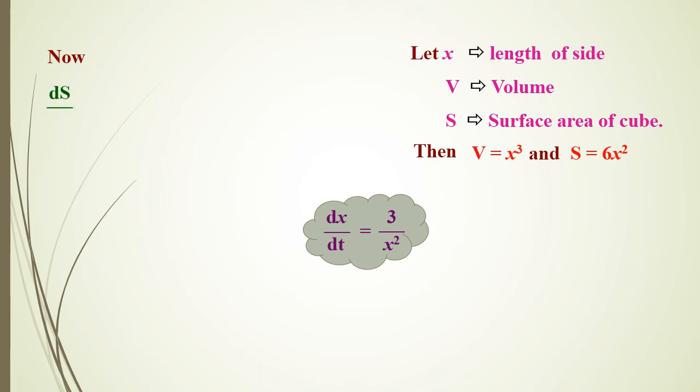Next, you consider S = 6x², differentiated with respect to time again. So d/dt of S is equal to d/dt of 6x². 6 is a constant term, you take it out of the differentiation first. So it can be written as 6 times the derivative of x², which will be 2x, so 6 into 2x into dx/dt. 6 into 2 is 12, so 12 into x into dx/dt.